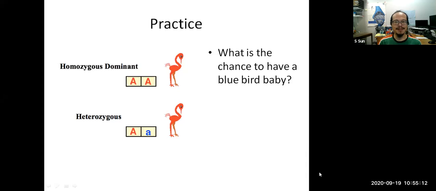So let's do a practice. Say the parents are both red birds. What's the chance you have a blue bird kid? Two possibilities, right? You can have no blue bird chicks. For example, let me do that.